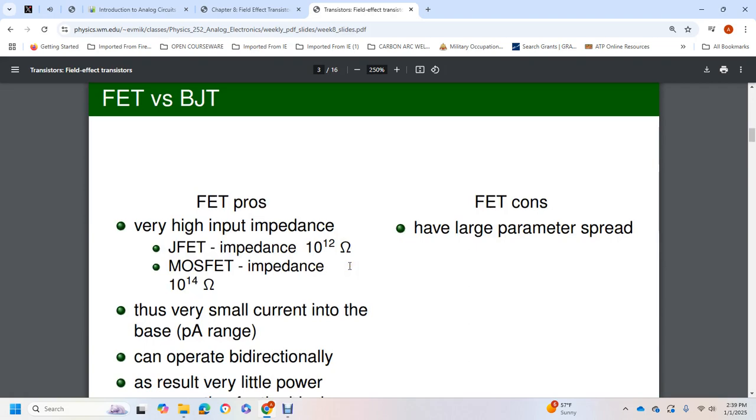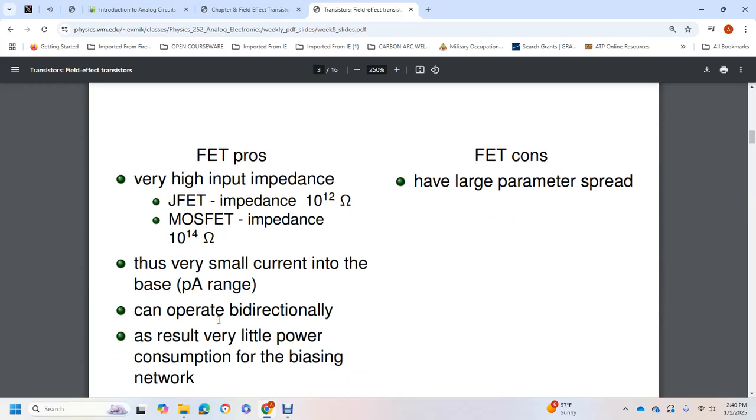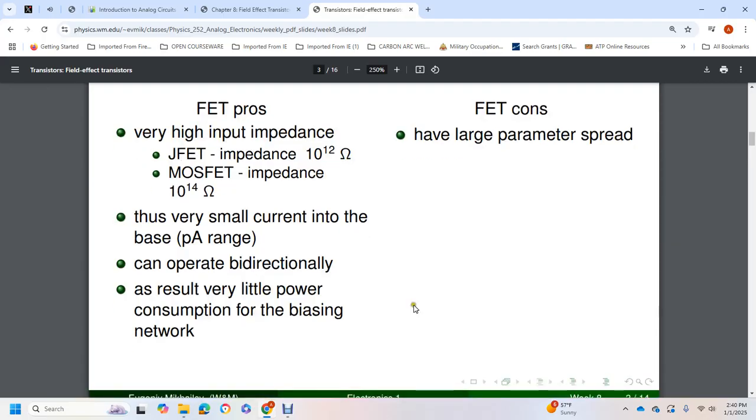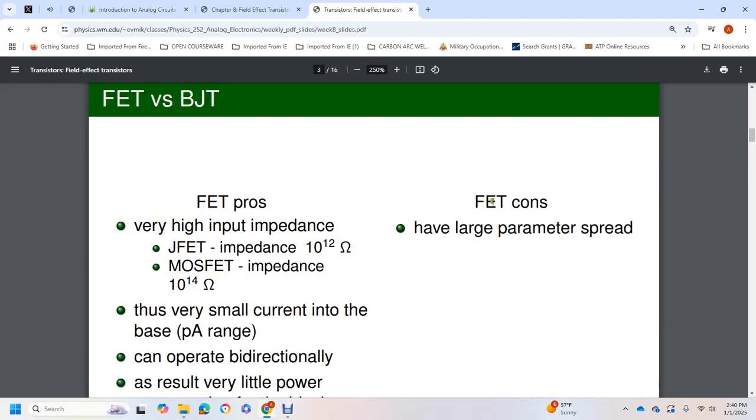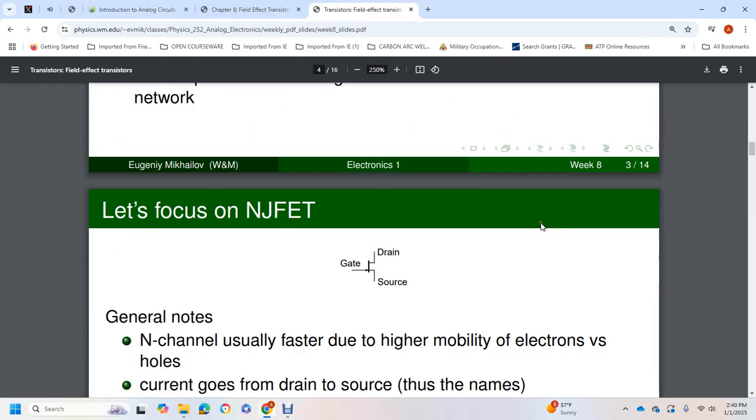Field effect transistor pros: very high input impedance. Junction field effect transistors have an impedance of 10 to the 12th ohms, and MOSFETs 10 to the 14th ohms. Thus, there is a very small current to the base, in the picoamp range, and it can operate bidirectionally. As a result, there is very little power consumption in the biasing network. Field effect transistor cons: they have large parameter spread.